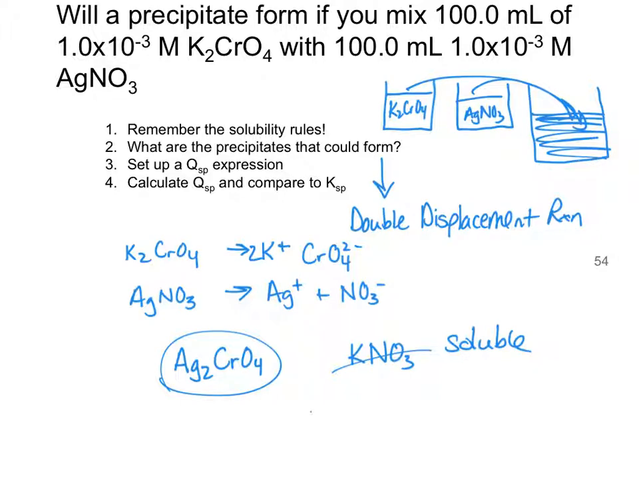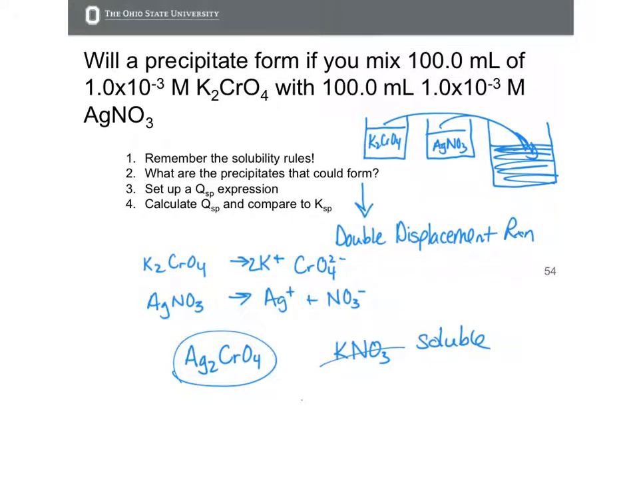So the question is, will a precipitate form? Okay, so now we know what is the possibility. We have a possibility of forming silver chromate. But now we need to mathematically figure out if it's even a possibility based on the concentrations of ions that are going to be in the solution, okay? Does that make sense?